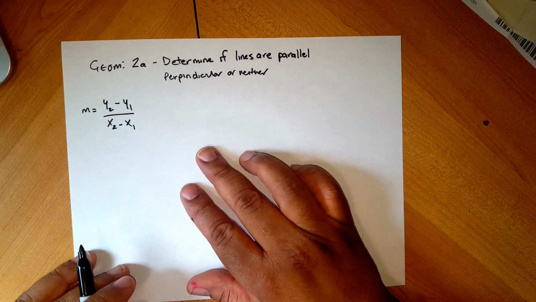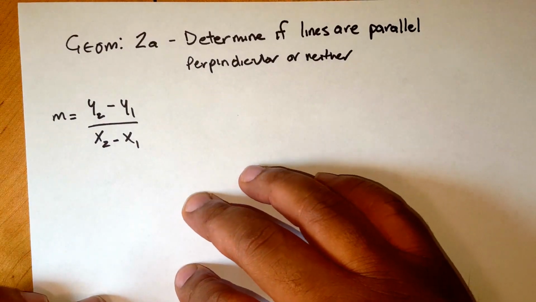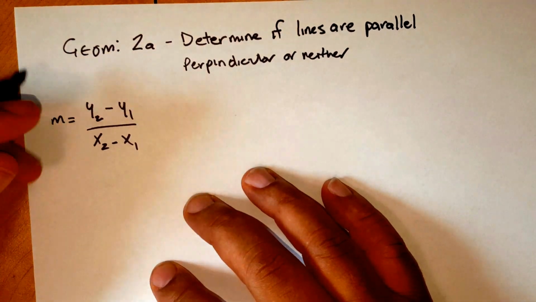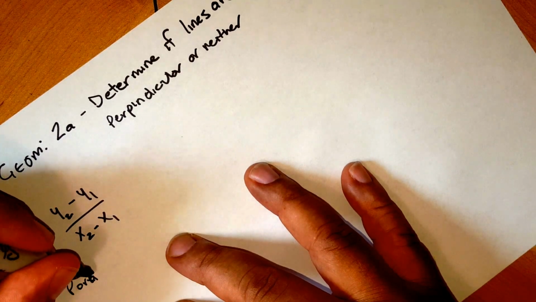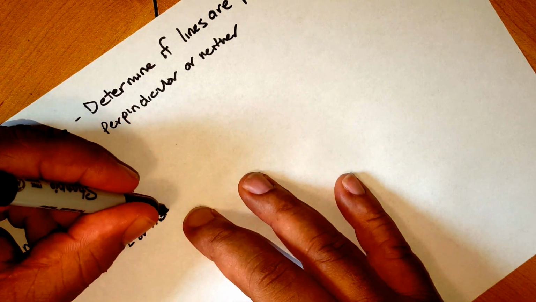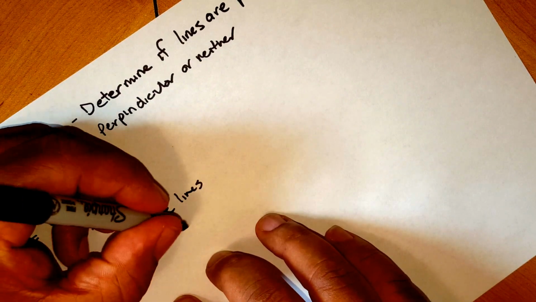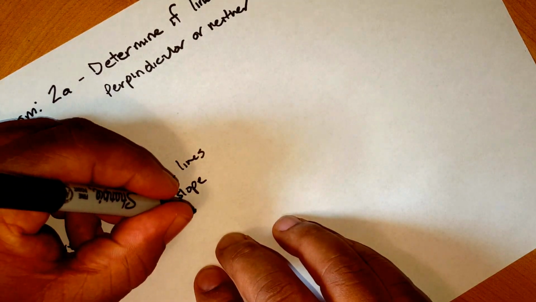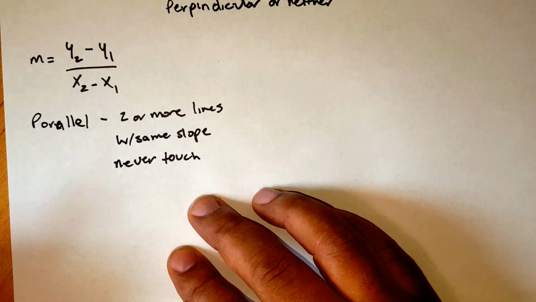The difference in our y's over the difference in our x's, okay? So before we get started, parallel, the definition, you're probably familiar. It just means two or more lines with the same slope that never touch.